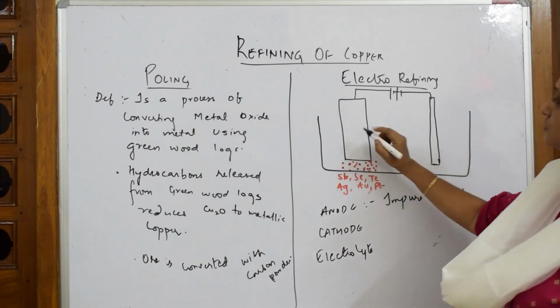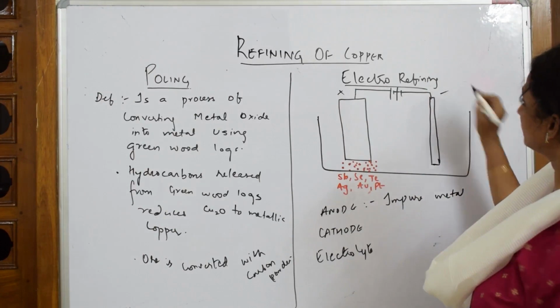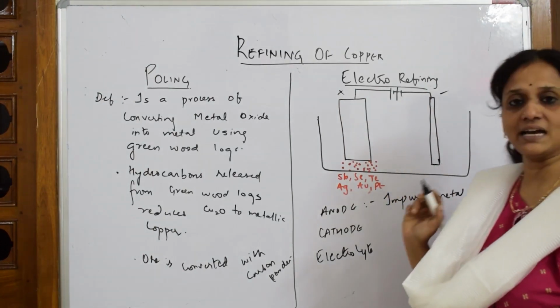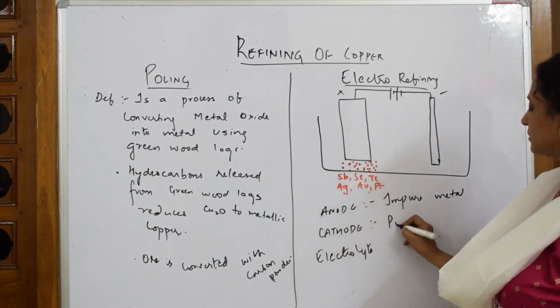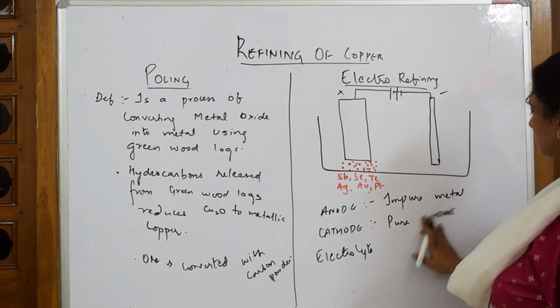Impure metal acts as anode. So now this is your anode. Correct? So anode is positive and your cathode is negative. The impure metal acts as anode, and your cathode, the pure metal, acts as cathode.